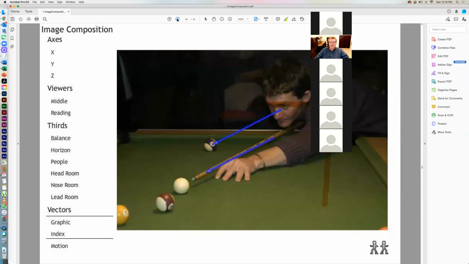Same thing with the pool cue; his eyes are telling us that we're looking this way. That one, once again, if the frame was over a little bit, it'd be a little stronger because the balls would have a place to move to.